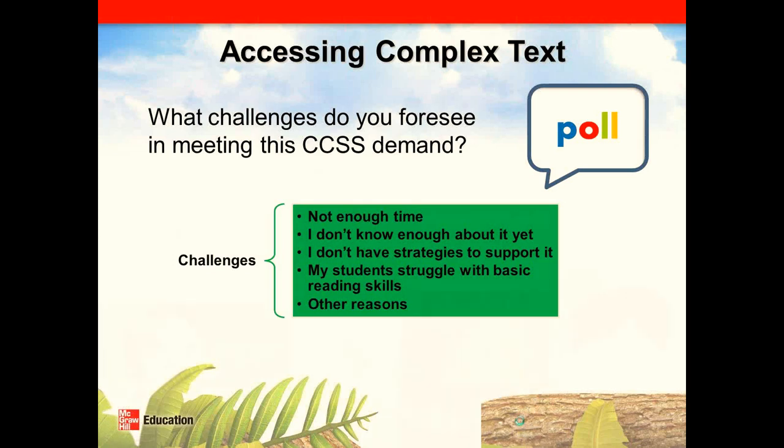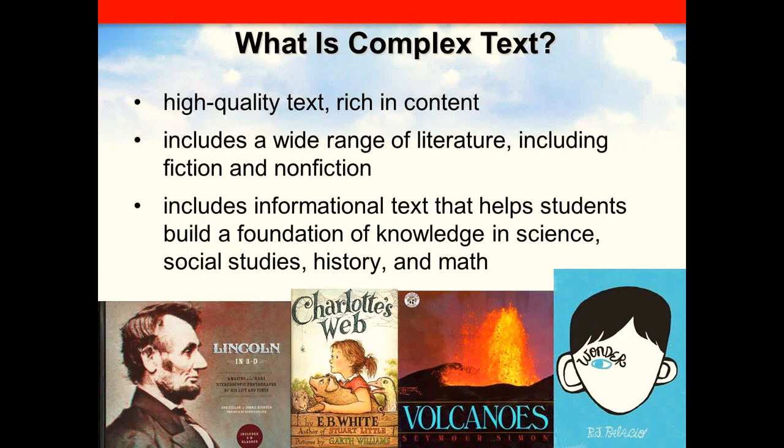So let's start by looking at how complex text is defined in the Common Core state standards. A complex text is one that you would consider to be high quality and rich in content, such as the meaty nonfiction text that you have your students read, but it also includes a wide range of literature selections, both fiction and nonfiction. The nonfiction text often helps students build a foundation in content areas like science and social studies.